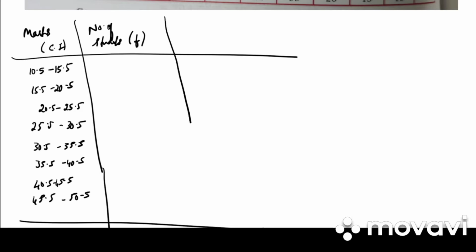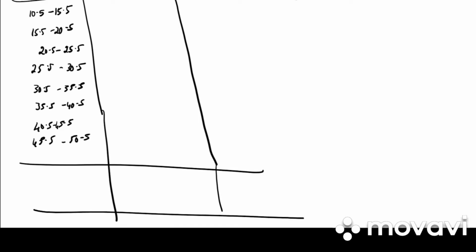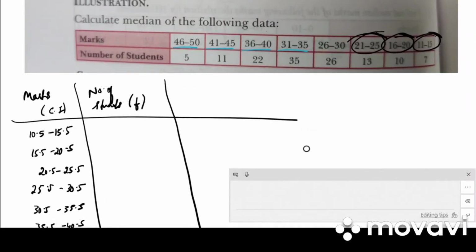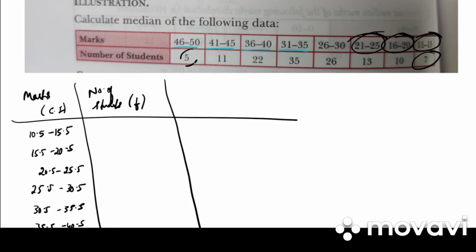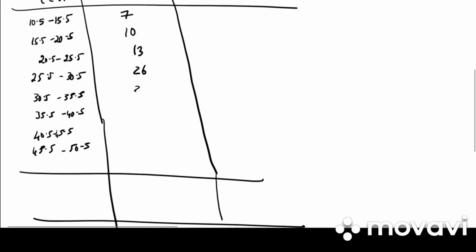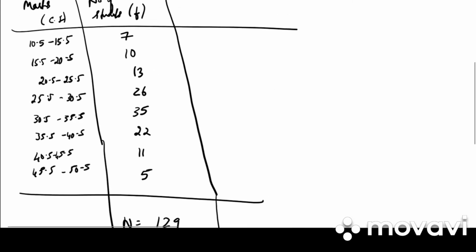This will remain as it is, but while you are writing, make sure you see the class interval and write. First one is 10.5 to 15.5, so do not write 5, but go to your right hand side, it is 7. Then for 15.5 to 20.5 it is 10. Then we have 13, 26, 35, 22, 11 and 5. So what is the total? 129. Next column we need to find out cumulative frequency.